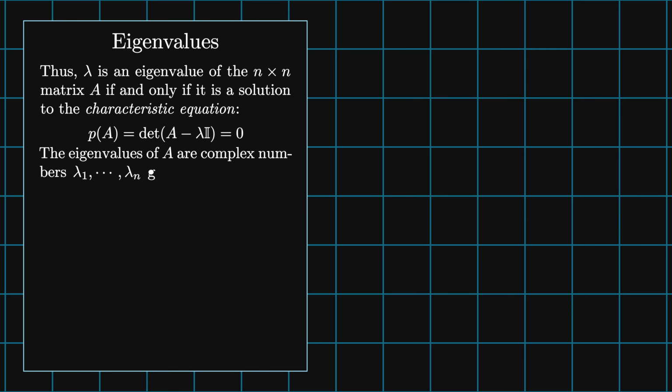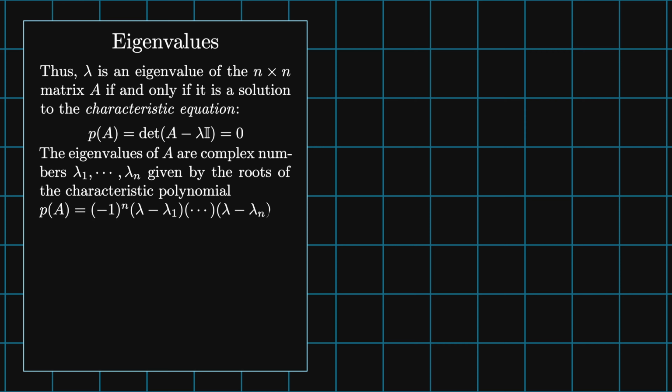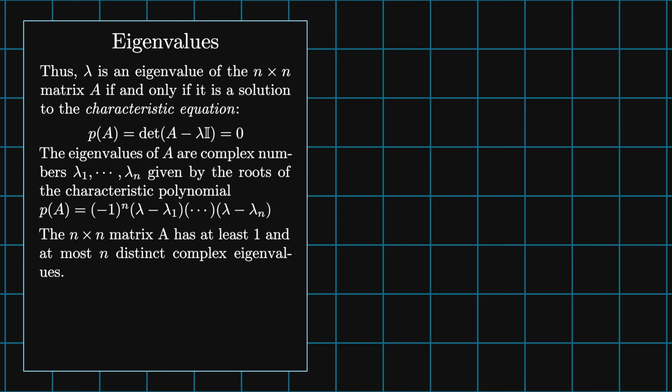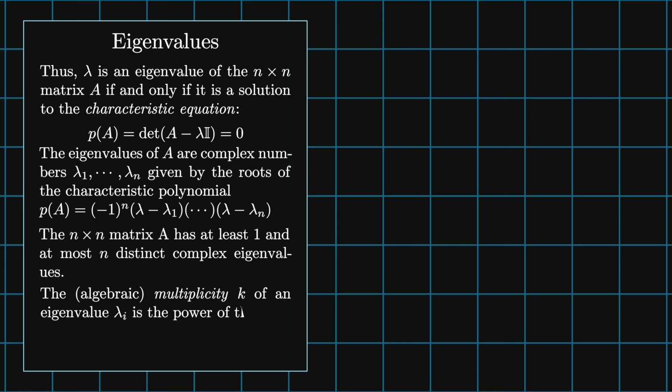This means that the eigenvalues are complex numbers lambda 1 through lambda n that are the roots of the characteristic polynomial P, which is equal to (minus 1)^n times (lambda minus lambda 1) times (lambda minus lambda 2), and so on and so forth through (lambda minus lambda n). Every n by n matrix has at least one, and at most n distinct eigenvalues. The algebraic multiplicity of an eigenvalue lambda i is the power k of the term (lambda minus lambda i)^k that appears in the factorized polynomial.